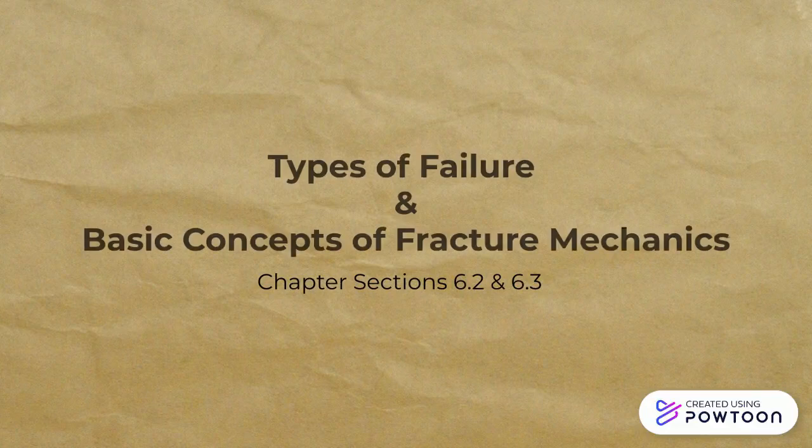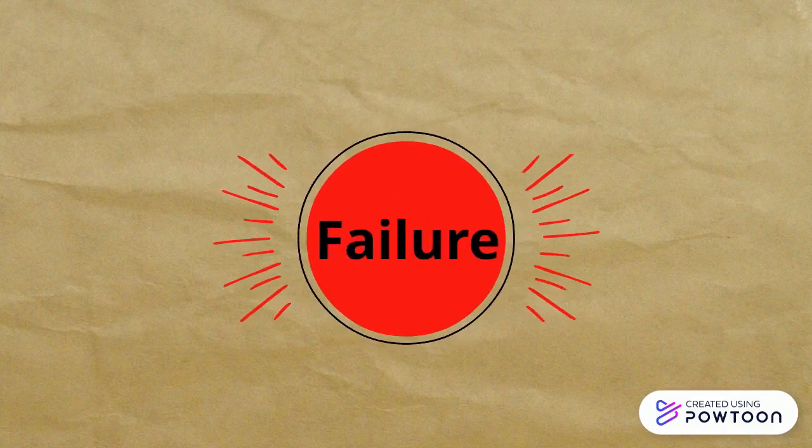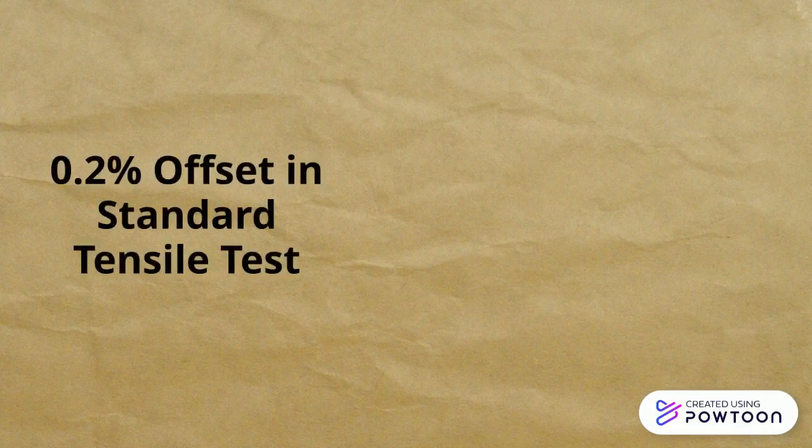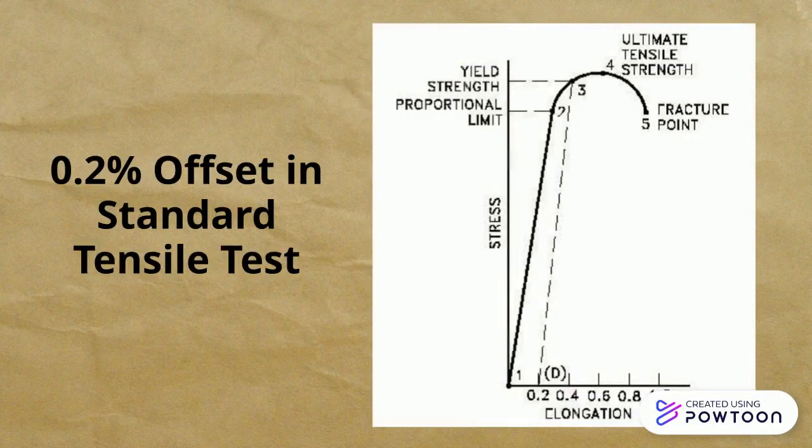Today we'll be going over chapter sections 6.2 and 6.3, these being types of failure and the basic concepts of fracture mechanics. First off, failure is defined as having occurred when the plastic deformation reaches an arbitrary limit. In experiments and in calculations, we will look for the 0.2% offset in a standard tensile test. Looking at the graph on screen, we can see that from the yield strength point to the ultimate tensile strength point, it suggests that more yielding can occur without harm.